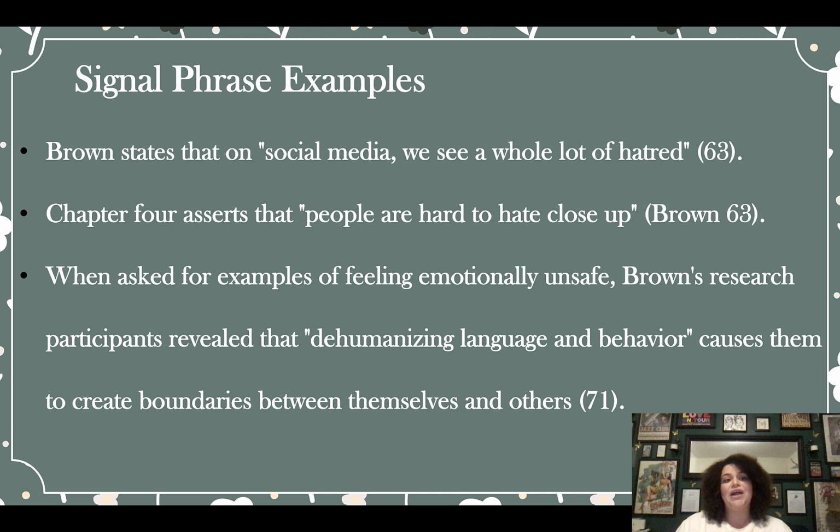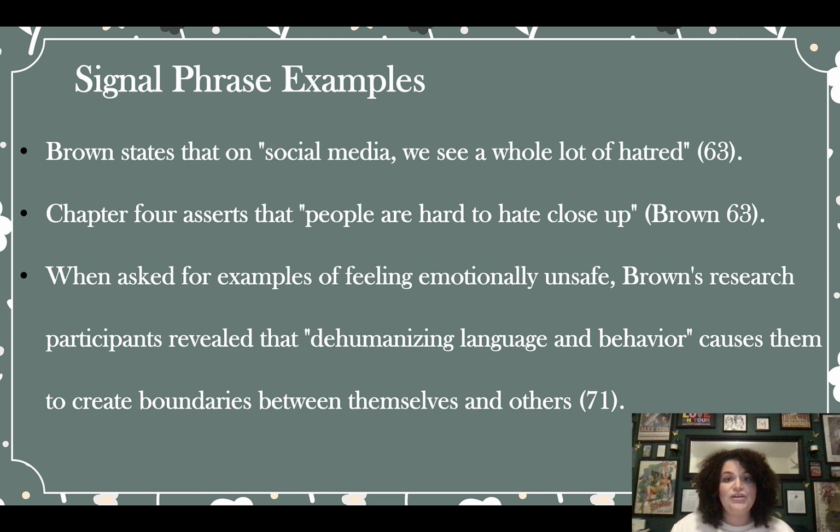So first, Brown states that on social media we see a whole lot of hatred. "Brown states that" is the signal phrase, right? I'm using my own words to tell the reader that I'm about to transition into a quote, something that somebody else said, right? Next example, chapter 4 asserts that people are hard to hate close up. So "chapter 4 asserts that" is the signal phrase. That is my own words telling the reader that I'm going into a quote, transitioning into a quote.